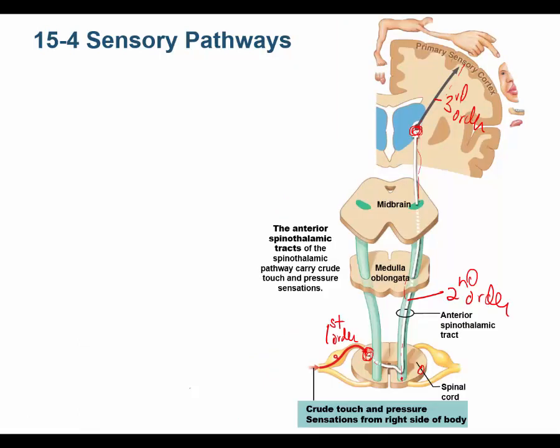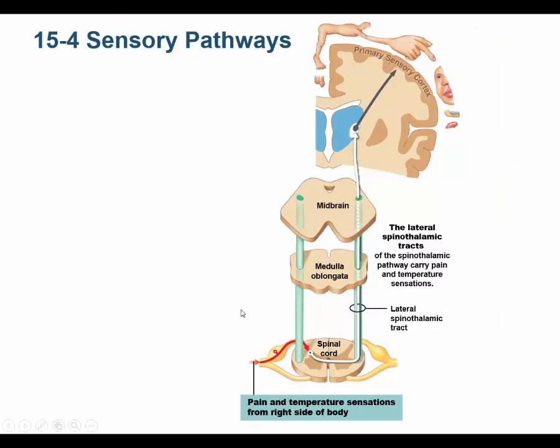You can see that the anterior spinal thalamic tracts do a lot of the touch and pressure. The lateral spinal thalamic tracts do the pain and temperature. Where is it? Right here, pain and temperature. So I told you before that the spinal thalamic pathways do pain and the dorsal column medial lemniscus does not. And that's true. More precisely, the lateral spinal thalamic tracts carry your pain. And your anterior spinal thalamic tracts carry your pressure and touch.